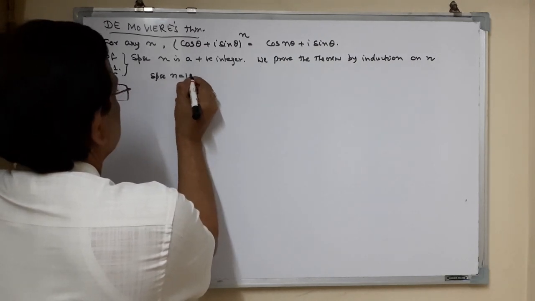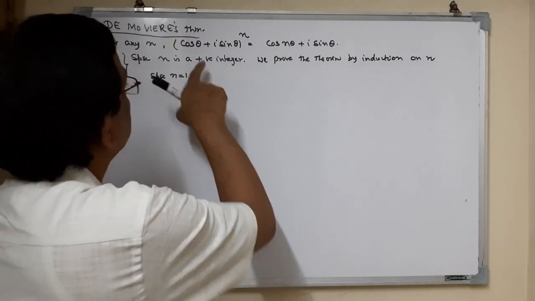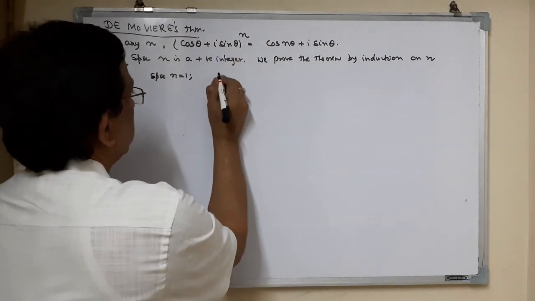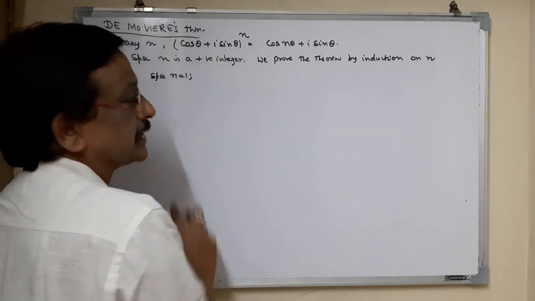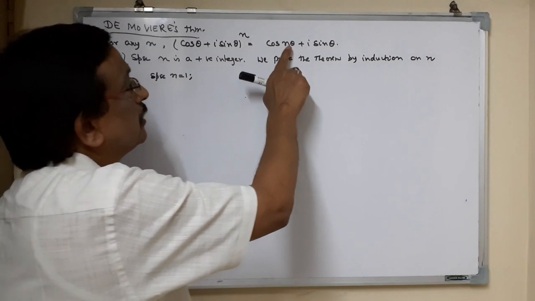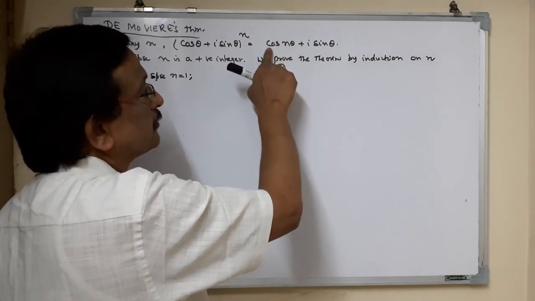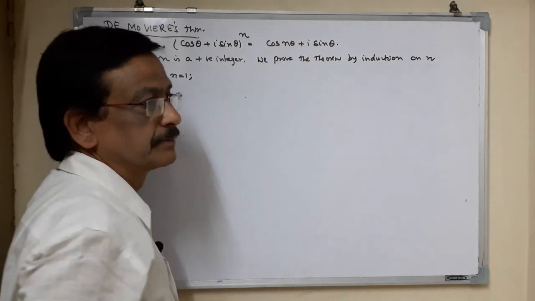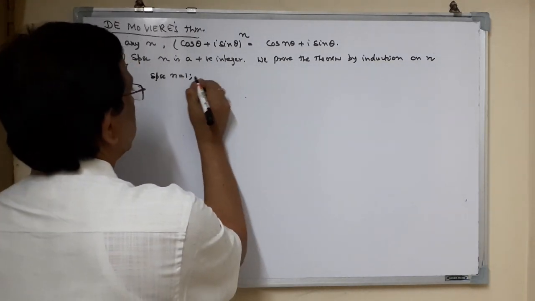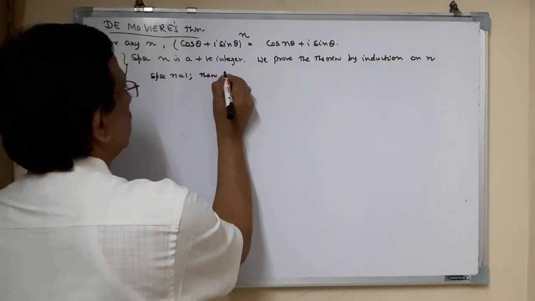Suppose n equal to 1. If n equal to 1, let us see the left hand side of this. It is (cos theta plus i sin theta) power 1, which is cos theta plus i sin theta. The right hand side, if you put n equal to 1, will be cos theta plus i sin theta. So for n equal to 1, the theorem is true.